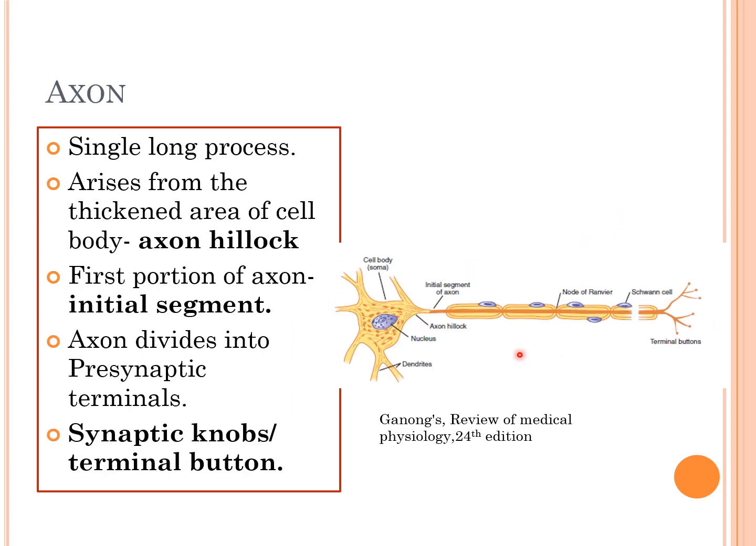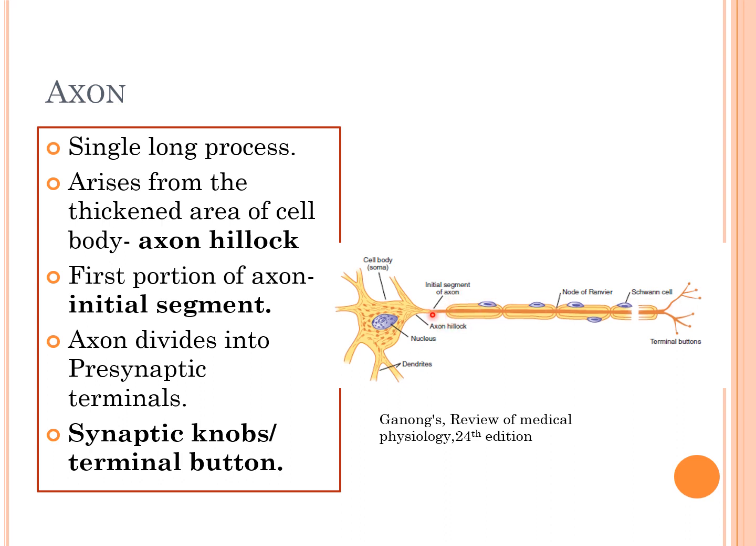So the axon. We said there is only one long process, which is called the axon. I told you the axon hillock is the thickened portion of the cell body, and from the axon hillock the axon arises, and the first portion of the axon is called the initial segment of the axon.